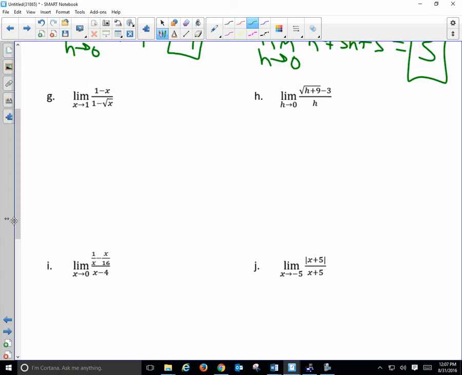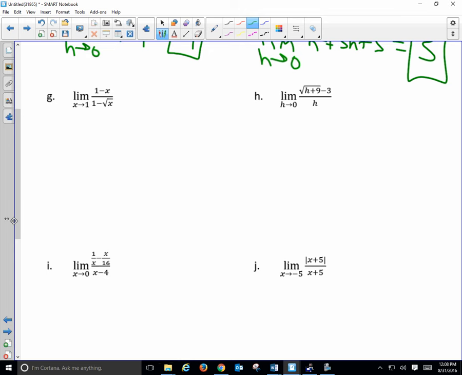How about G? Because right now you're feeling pretty smart. How are you going to get rid of the square root, buddy? Oh, okay. All right, you guys. Multiplying by a conjugate is an option. That is an option. Squaring it is not an option.